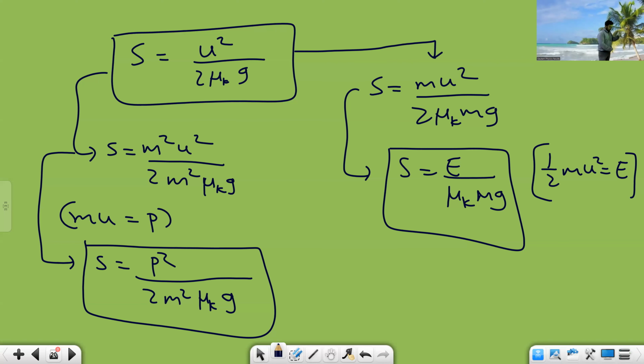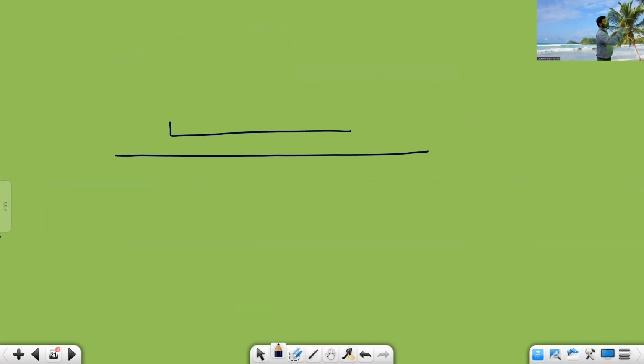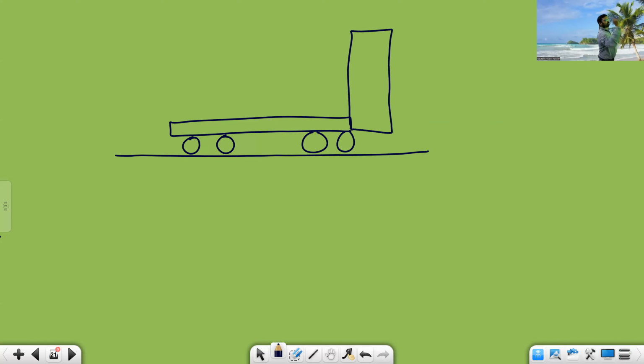Next, let us check the next one. We got this application also. One more application: suppose a lorry is there. One lorry is going like that. Let me draw the lorry here. So this lorry is going forward with an acceleration. At the backside of the lorry truck, they kept one block.